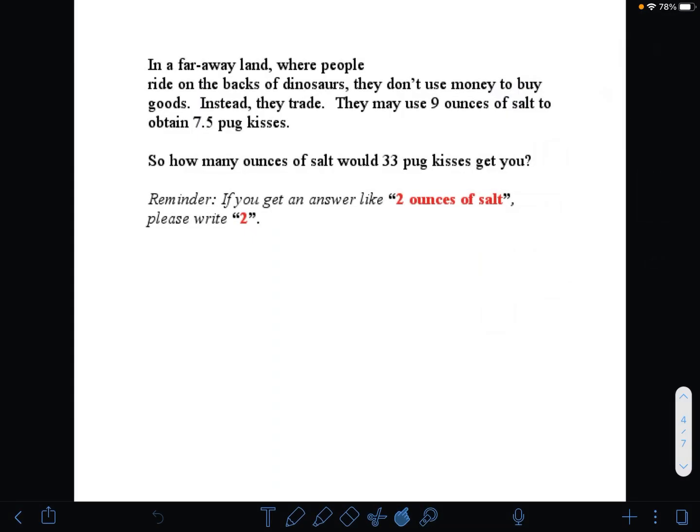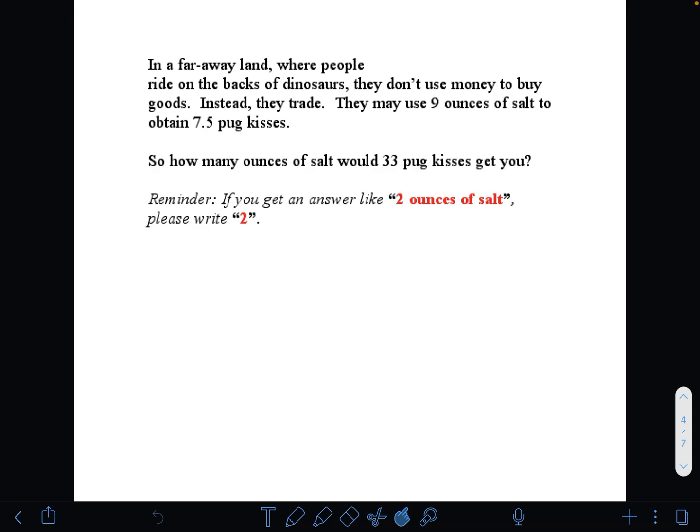All right, so this is the hardest conversion problem that I can give you. In a faraway land where people ride on the backs of dinosaurs, they don't use money to buy goods, instead they trade. They may use 9 ounces of salt to buy 7.5 pug kisses. So how many ounces of salt would 33 pug kisses get you?